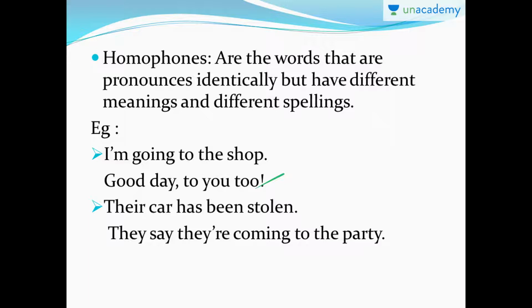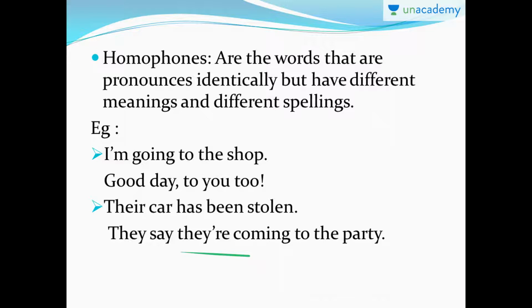Look at the next one. Their car has been stolen. Pay attention to their. They say they're coming to the party. There. So here I purposely wrote they apostrophe re because we usually use this, and if not we will say they are. So yeah, now you'll have to say there. So their car has been stolen. This is a possessive adjective, their. Whereas this one, it is subject plus verb. They are coming to the party.